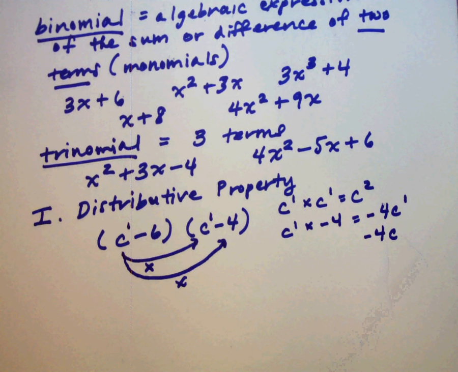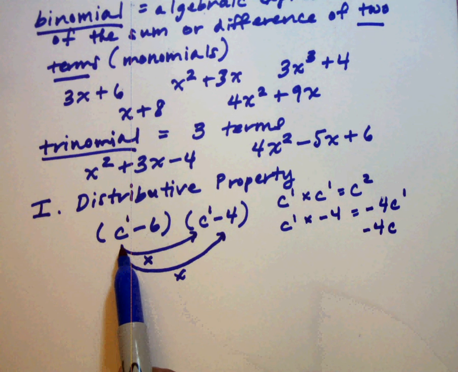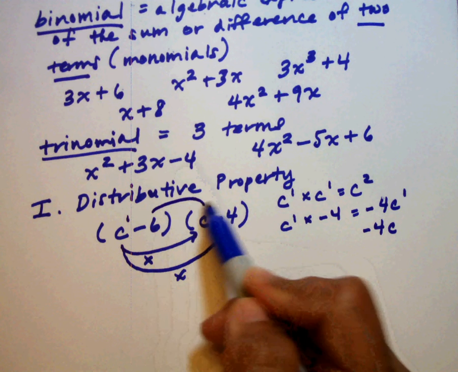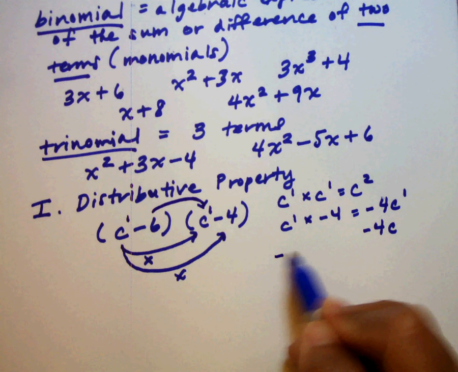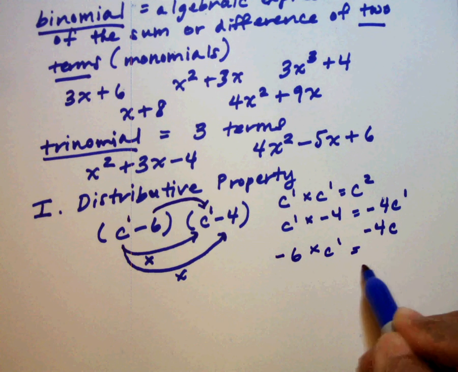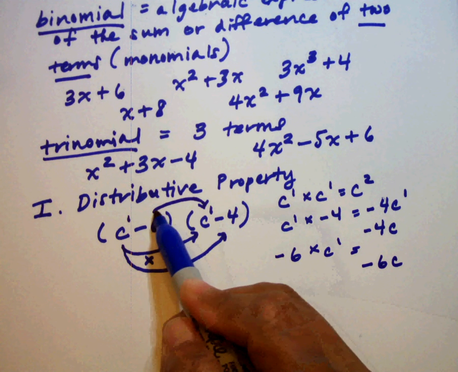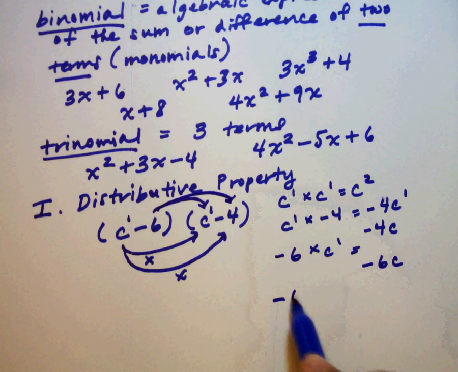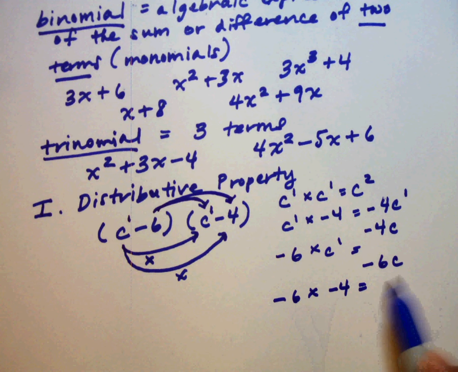Now, I already took the first term of the first binomial. I'm now going to do the second one, minus 6. I'm going to multiply negative 6 with the c to the first, and that is going to be negative 6c. And then I'm now going to do negative 6 times negative 4. Negative times negative is positive. So this is going to be a positive 24.